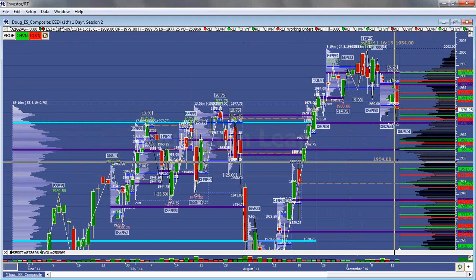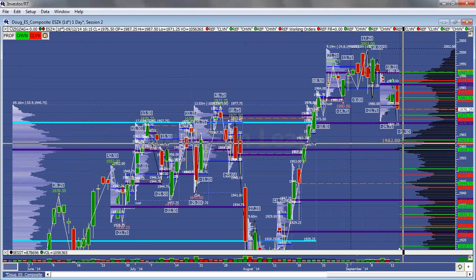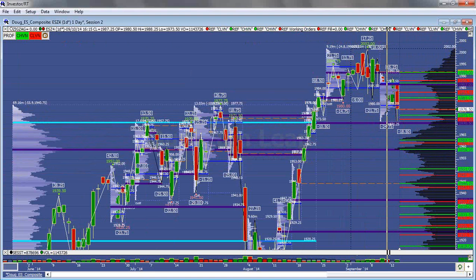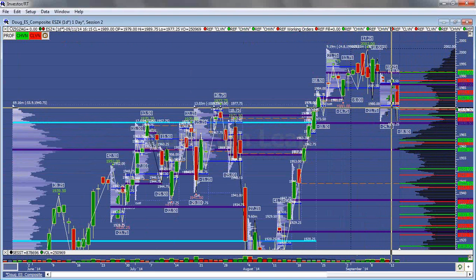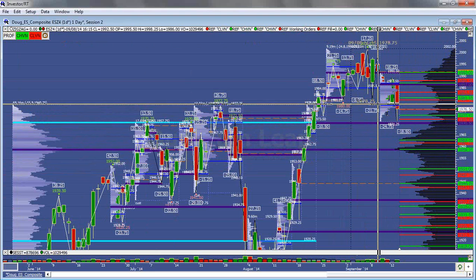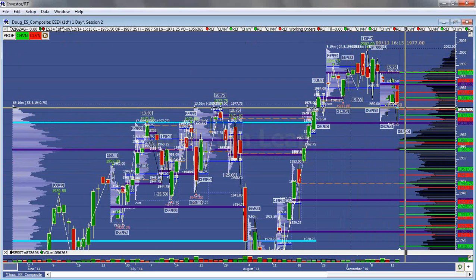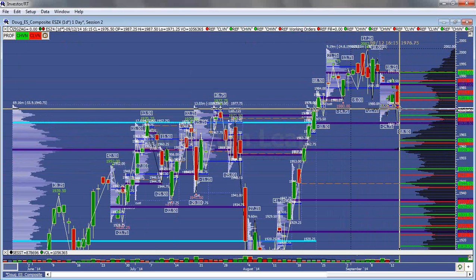I'd be shorting the hell out of it coming into the 63 and 59 area, because that's likely where we're going to go. We're currently still in range, but we're outside of value. The microcomposite value area low down here is at 1976 and 78, and we're trading 76 right now, basically right in around Friday's close.